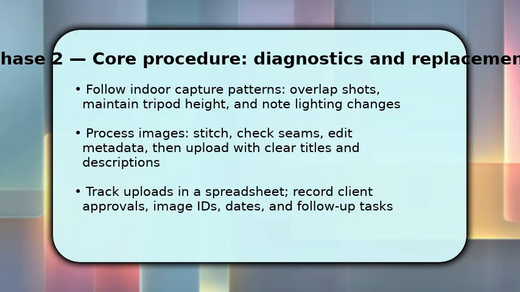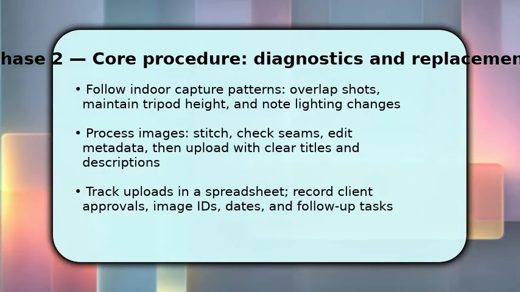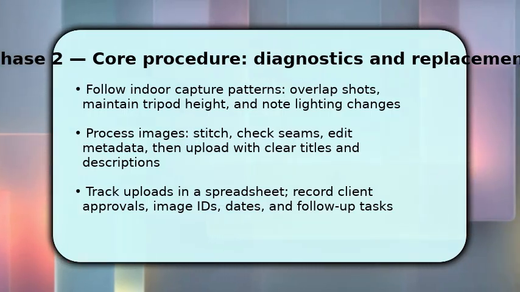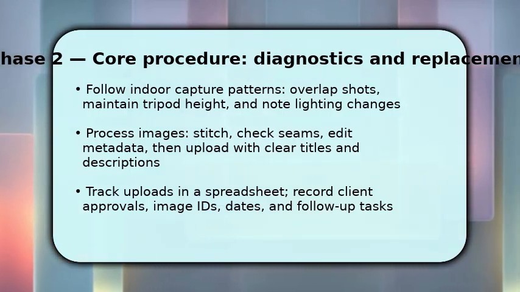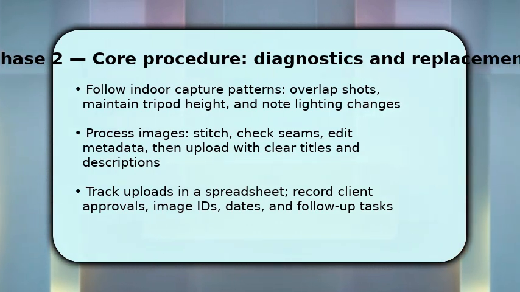Once shots are ready, stitch and clean seams in your software, then edit metadata so business names and categories match Google My Business. Upload in batches, add clear descriptions, and notify clients. Make sure to invoice promptly, and record image ID and permissions.